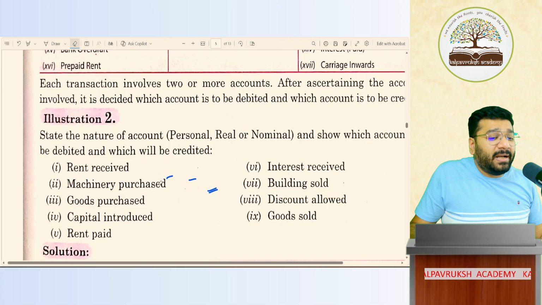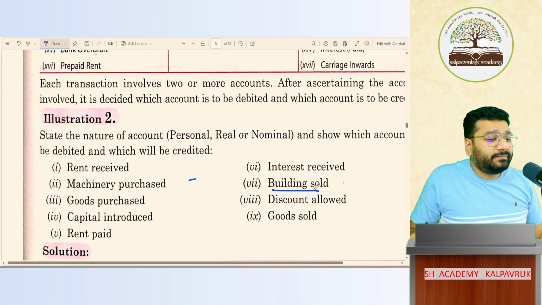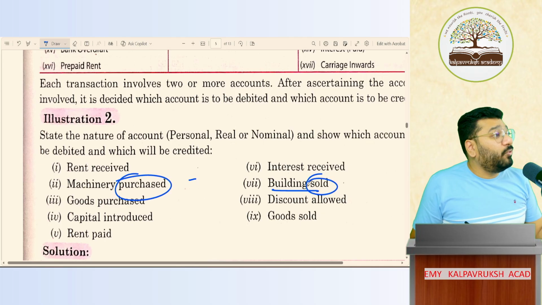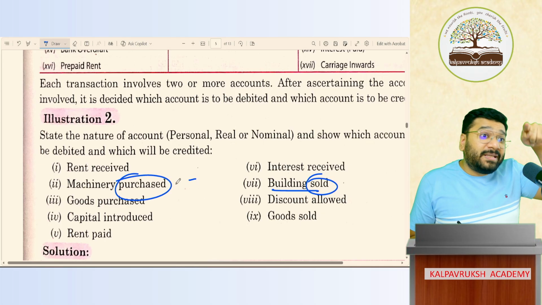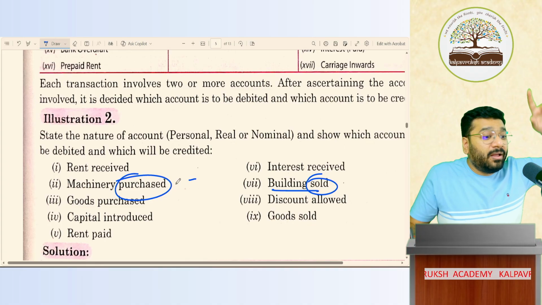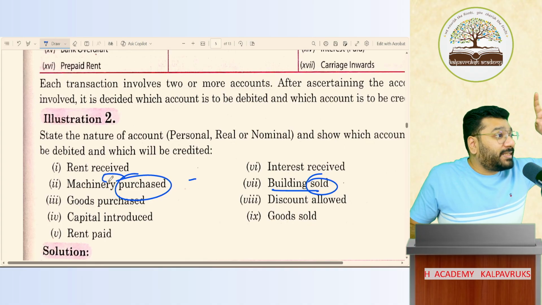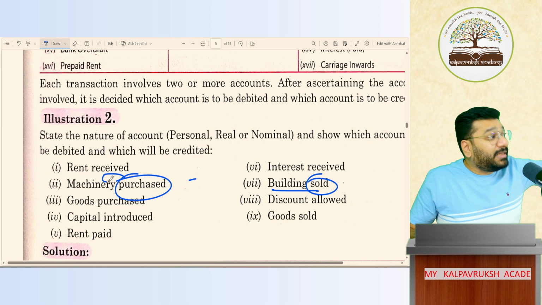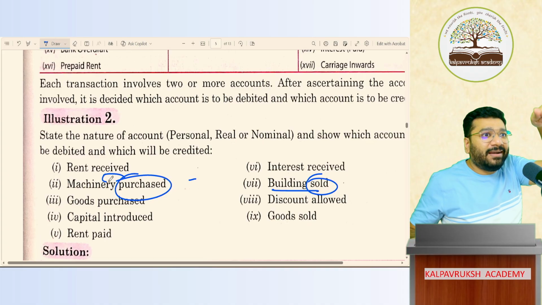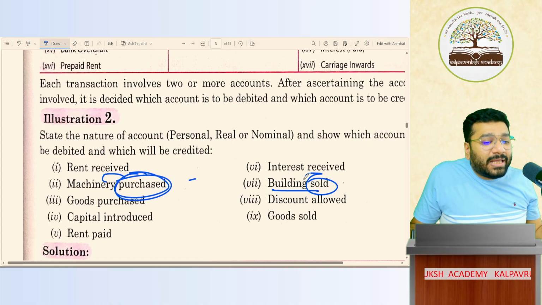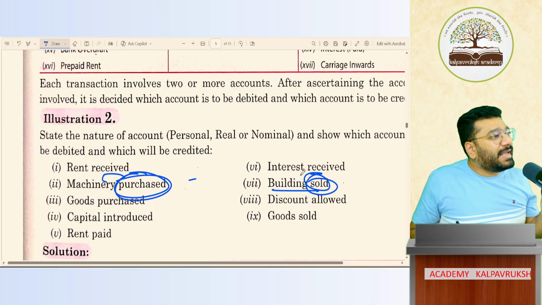Building sold. Someone asks: sir, purchase is expense, sale is income? No. Goods purchased and goods sold: purchase is nominal, sale is nominal. But when you buy machinery or sell machinery, asset purchased or asset sold, the asset will be an asset only. Even though you sell it later, it is an asset only. When buying I buy an asset, when selling I sell an asset. So the nature is asset only.